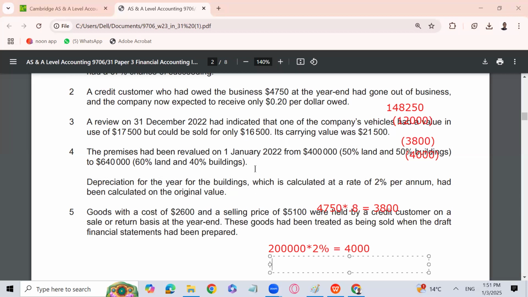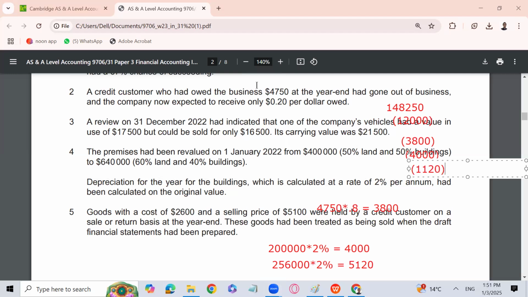Now the revalued amount on 1st January, 40% of 6 lakh 40,000, what will it become? That is 2 lakh 56,000, which should have been the value of the building, and we should calculate 2% of that. That is 5,120. So the depreciation should have been charged 5,120 rather than 4,000. So we have to subtract more depreciation from the profit, that is 1,120. So this is how we have done that.